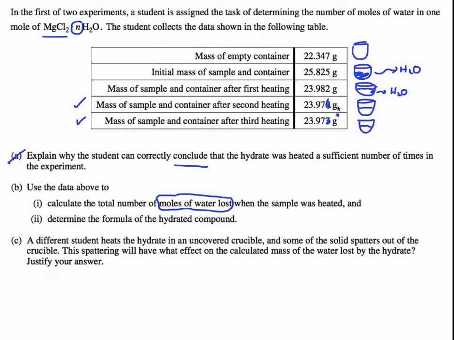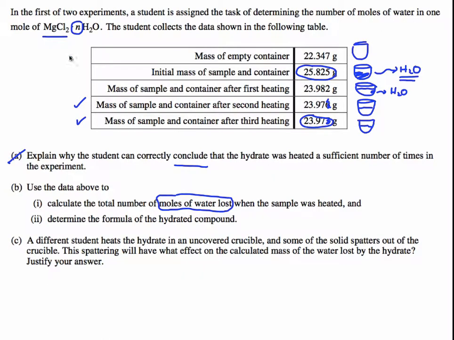Okay. If you look at this second value, 25.825, okay, if you subtract from that this last value, 23.977, you're going to then get the difference, which is the water. That'll give you the mass of water. You can divide by 18 and get the moles of water. And then they ask you to determine the formula of the hydrate.